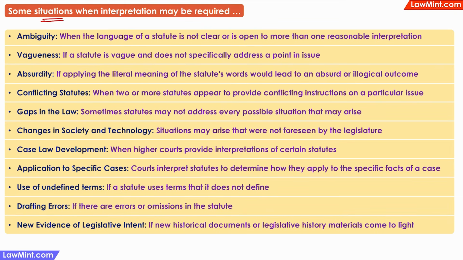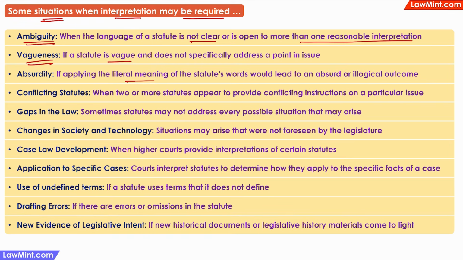This is a quick list of situations where interpretation of statutes may be required. Ambiguity. When the language of a statute is not clear or it is open to more than one reasonable interpretation, then the courts will need to interpret the statute to determine the legislature's intent. Vagueness, that is, if a statute is vague and does not specifically address a point in issue, then interpretation is necessary to apply the statute to specific situations.